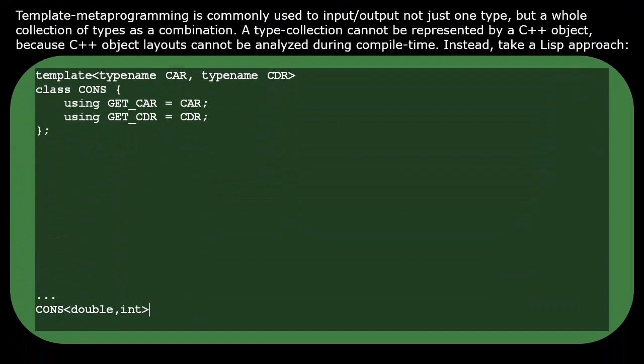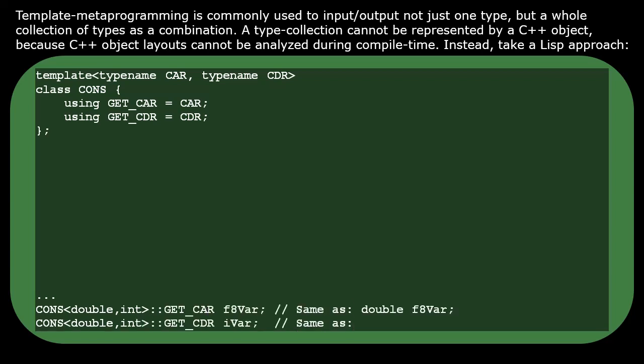Template metaprogramming could input and output a whole collection of types as a combination. The best way to manipulate a collection of types at compile time is to mimic the Lisp programming language. So we define this cons template, which has two type aliases. Its first one is called car, and its second one is called cdr. Having that lets you express the combination of two types put together, and then later you can break that up back into one or the other of the two original types.